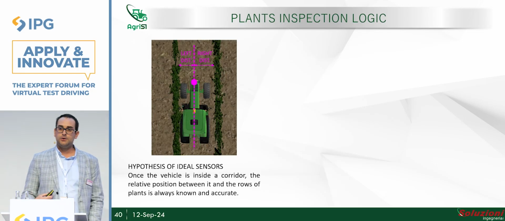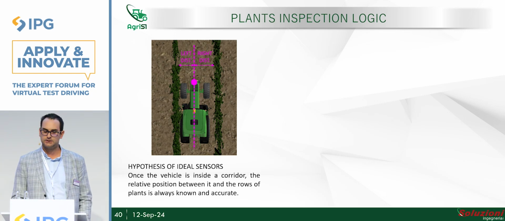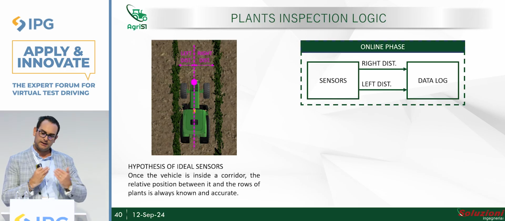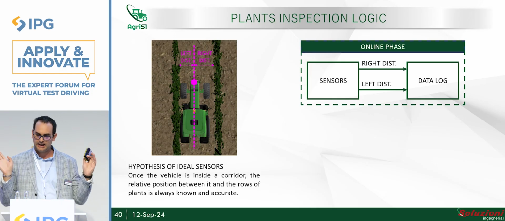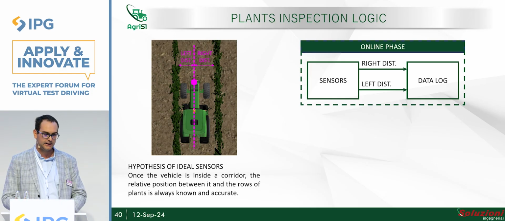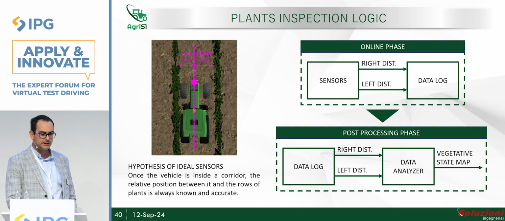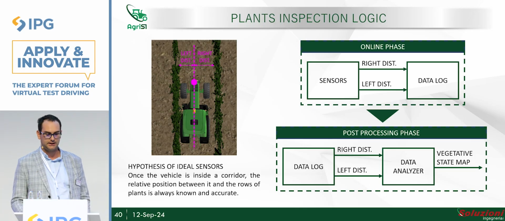To obtain the data, we use the same sensor we saw before with the same hypothesis of ideal sensor. And in this case, the algorithm is divided into 2 phases. We have an online phase in which the tractor drives inside the vineyard, scans the vineyard and collects the data. And then there is the second phase, which is a post-processing phase, in which the data are analyzed to obtain a final vegetative state map.